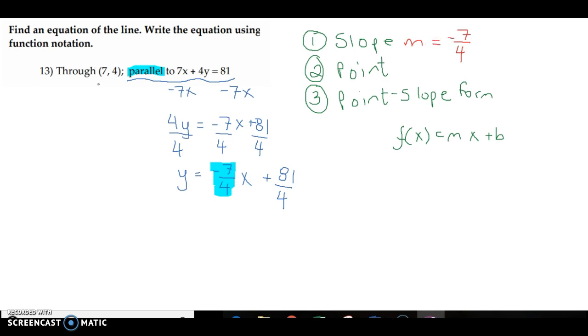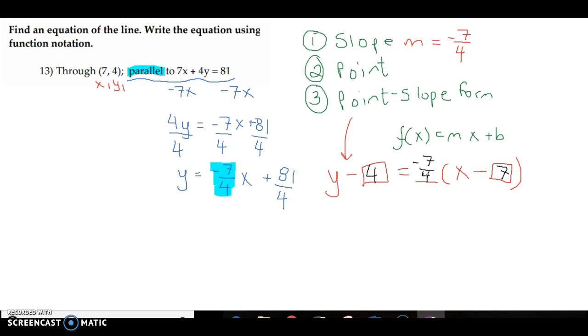So we have our slope, we have our point. The point is x1 is 7 and y1 is 4. So using point slope form first, we're going to do y minus box equals slope times x minus box. You always start in this form. Fill in what you have. We have the y value of 4. We have the x value of 7. We have a slope of negative 7 over 4.